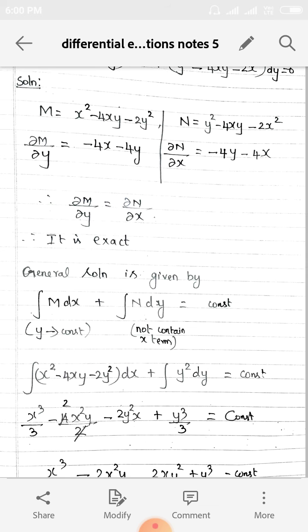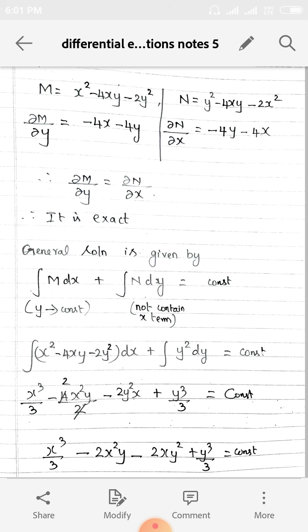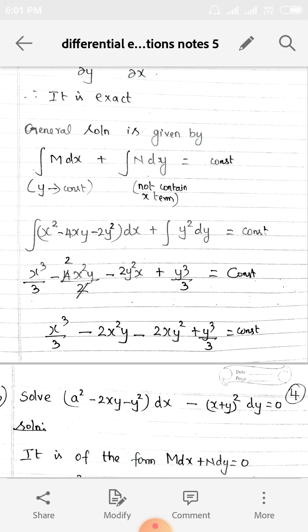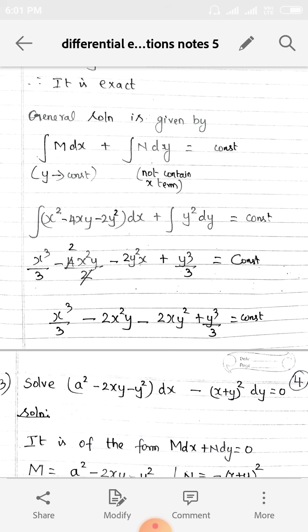Now differentiate m partially with respect to y. So dou m by dou y is nothing but minus 4x minus 4y. And second one, dou n by dou x is equal to minus 4y minus 4x. That is partial differentiation. So see, both dou m by dou y and dou n by dou x are equal. Therefore the given equation is exact. The general solution is given by integral m dx plus integral n dy is equal to constant. For integral m dx, what is the condition? Y is constant. For integral n dy, not containing the x term. Just take the hint. That's all.